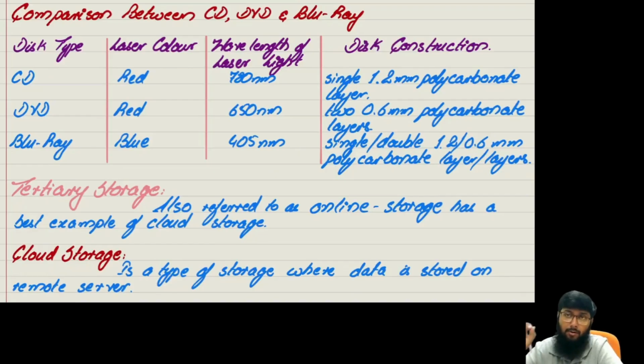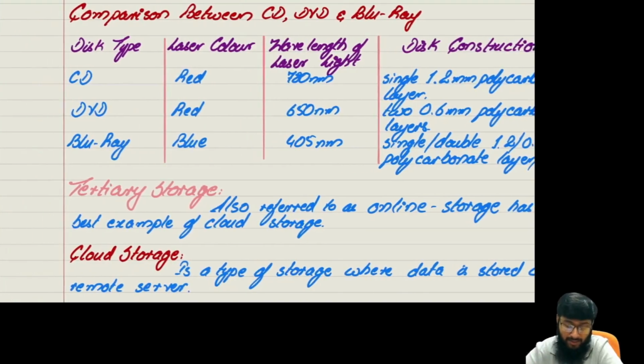So the highest quality of data that can be stored among the three devices is on the Blu-ray. Because of its wavelength, it has the least wavelength among all three of them. That is the reason that the maximum amount of high quality data is stored in the Blu-ray.